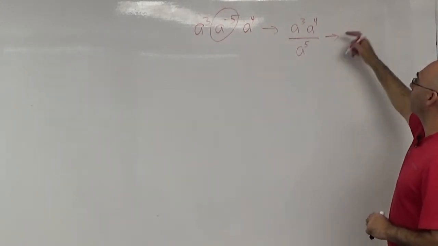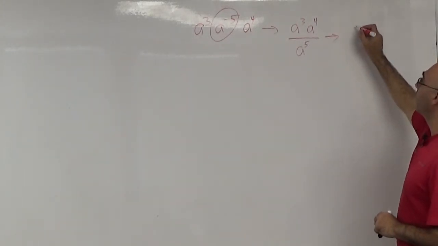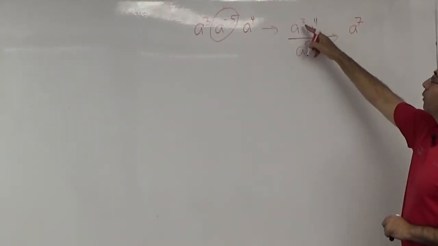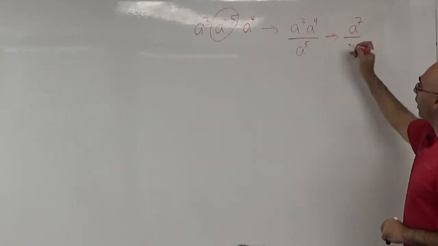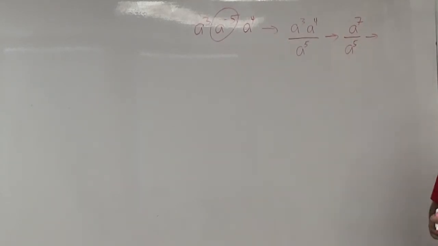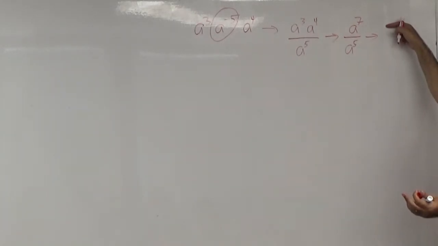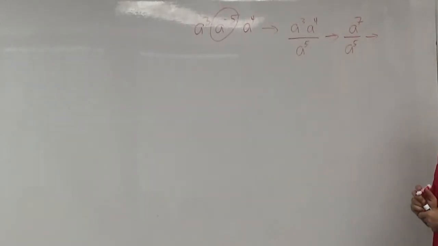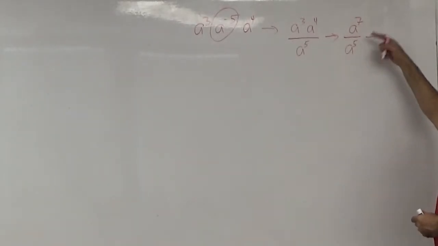which means, what is the top going to be? A to the 7th power, because 4 plus 3 is 7, and a to the 5th just stays on the bottom. And what do I do with these two guys? Subtract it. And where am I going to put my answer? On top. Why do I put my answer on top? Not because I flipped it. Why is my answer going to go on top? By looking at this, how do you know your answer is going to be top?